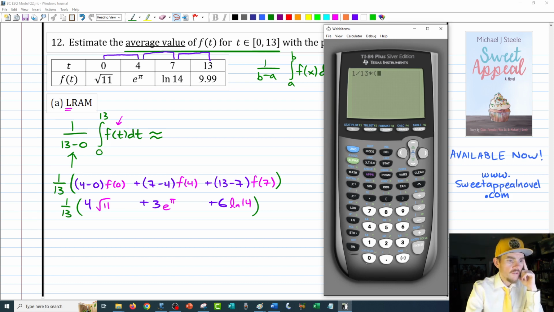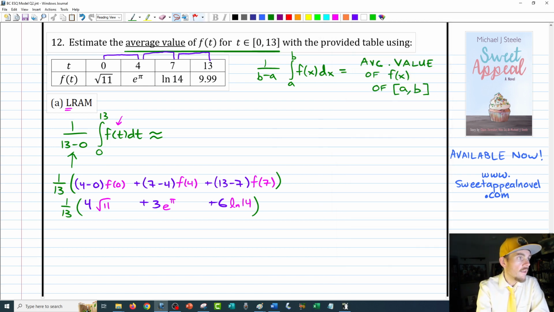As far as the other pieces, I'll use my mouse for this. We're going to have 4 square root. Sorry, my eyes aren't great here without my glasses on. We're going to have 4 root 11. We're going to have 3 times e to the pi. Almost said pi i, that's different. And then finally, we'll add to that 6 times the natural log of 14. That's going to give me my average value. My average value is 7.579.